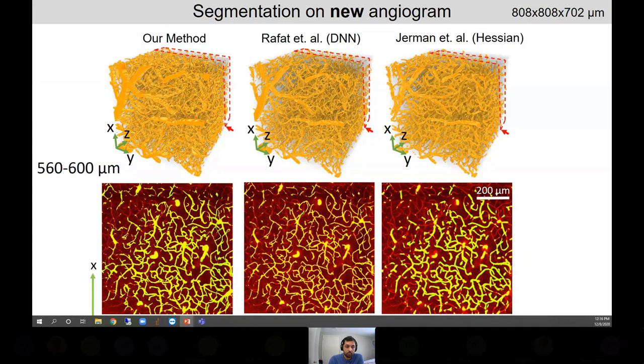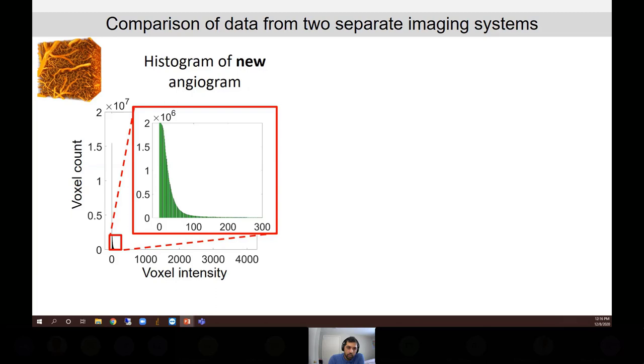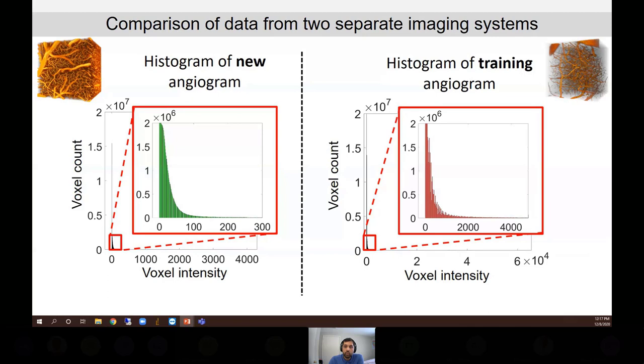Now, I mentioned to you earlier that we come up with this pre-processing method, which actually enables us to perform good generalization to data from other imaging setups. Well, here I introduce the actual method. So let's first look at the histogram of the measurement from the new imaging setup or new microscope. And we compare that with the histogram of one of the training data.